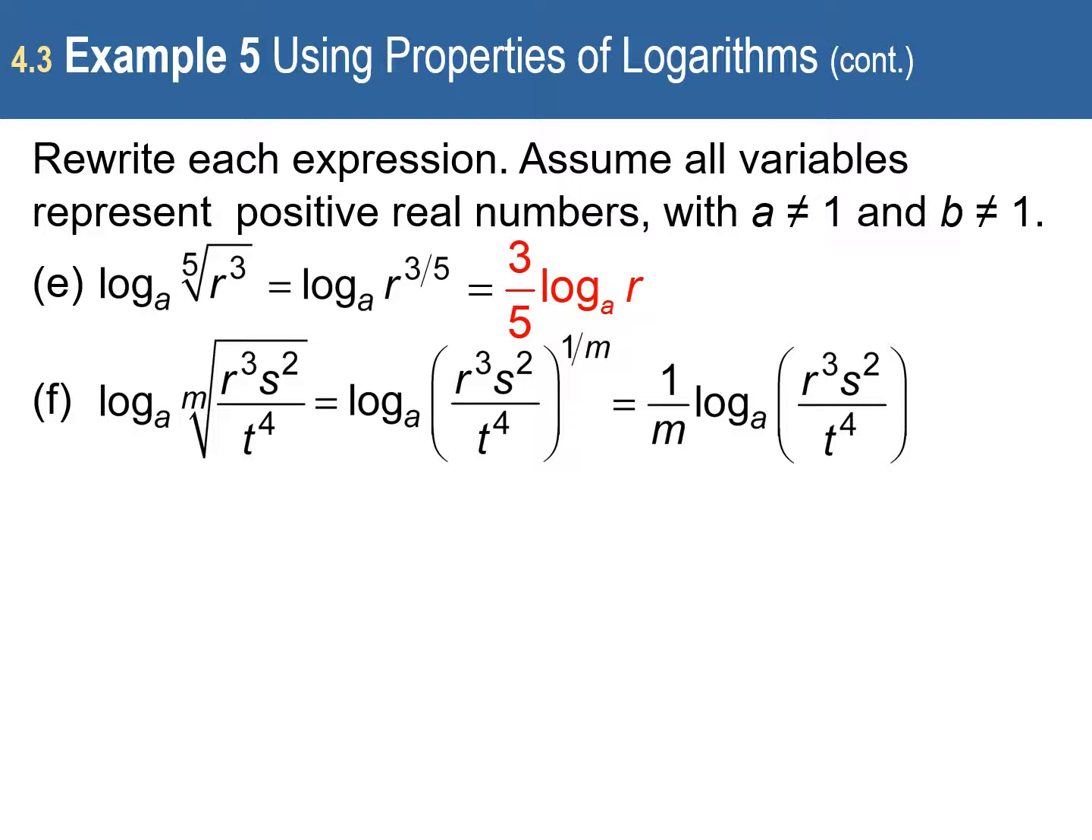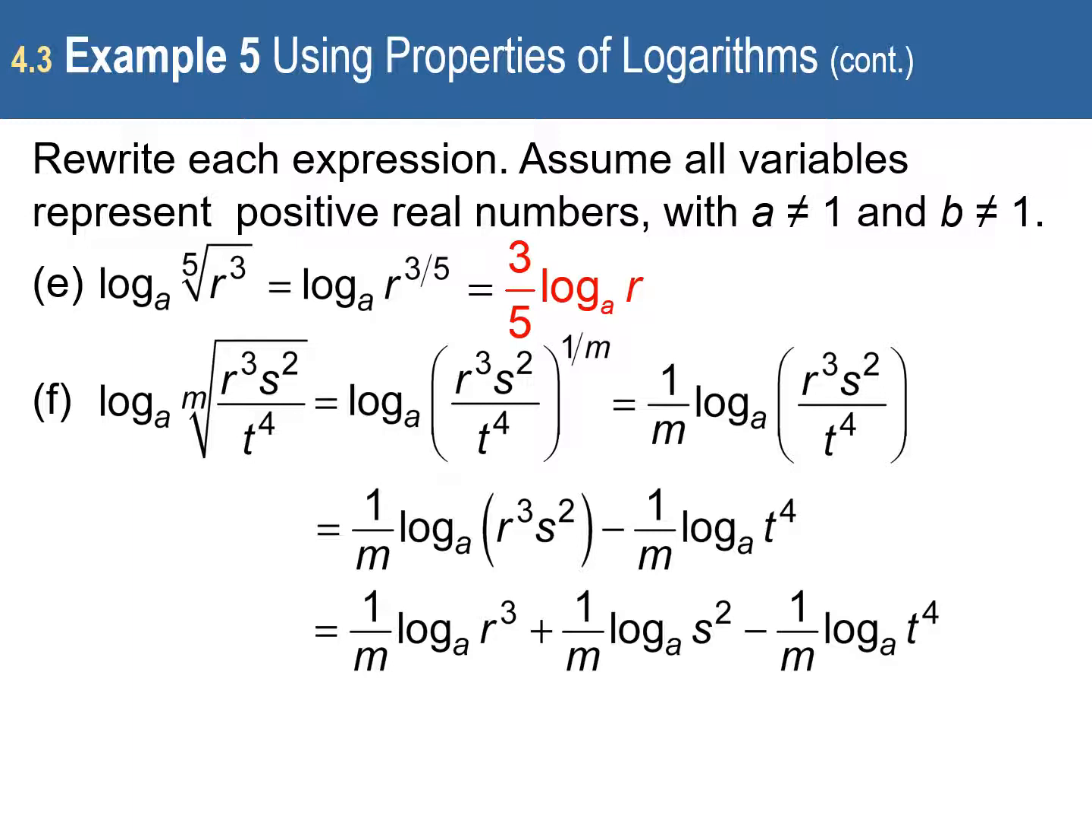So it'll be 1 over m log base a of r cubed s squared divided by t to the 4th. Use the product rule, and then distribute.